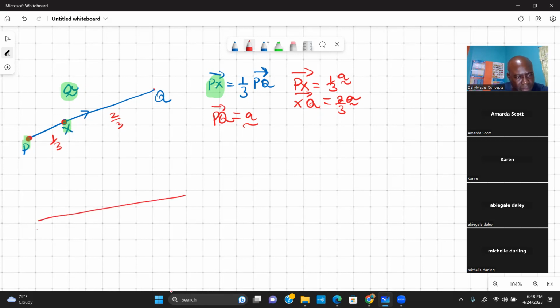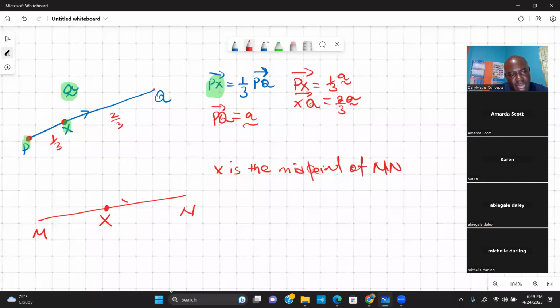If I have MN, if this is M, this is N, and there is some point here, I'm calling this X, and you're told that X is the midpoint of MN. That's a very big statement. They're telling you that X is the midpoint of MN. Fine. Now, let us say that the arrow is pointing that way. And this is 2b. So from M to N is 2b. So MN is equal to 2b. You get that? See there?